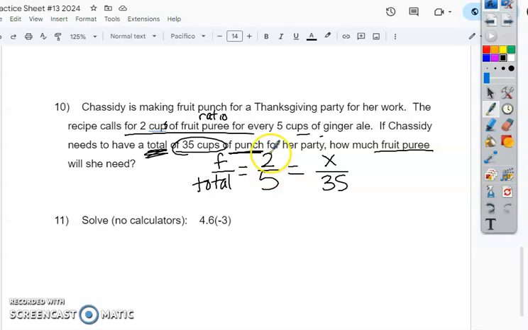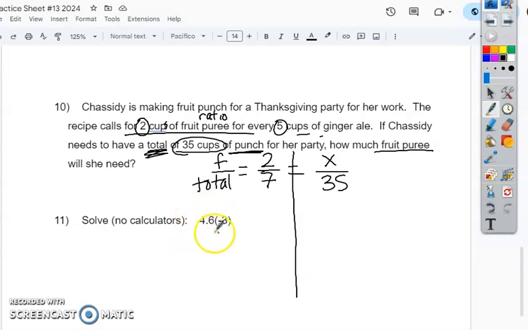Okay, that means I need a ratio total because these are the 2 things that go into the punch. There's a puree and there's ginger ale. Okay, so I have 2 cups of fruit punch, 5 cups of ginger ale to make a total of 7. 2 plus 5. Now, I just showed you up there how to cross multiply. You solve for this, or if you can do it a quick way, that's fine.